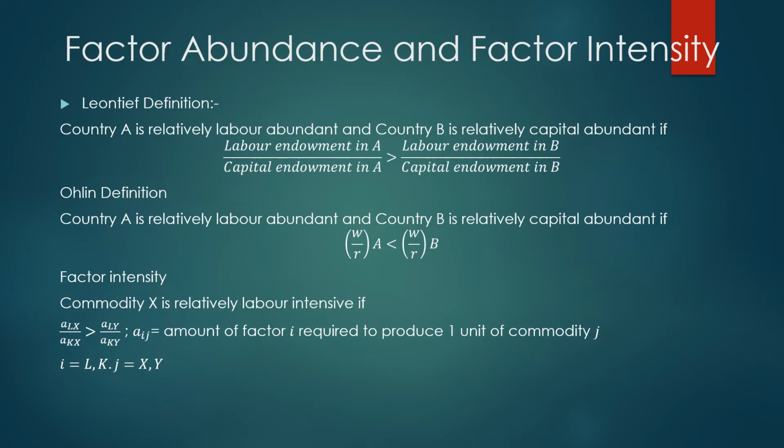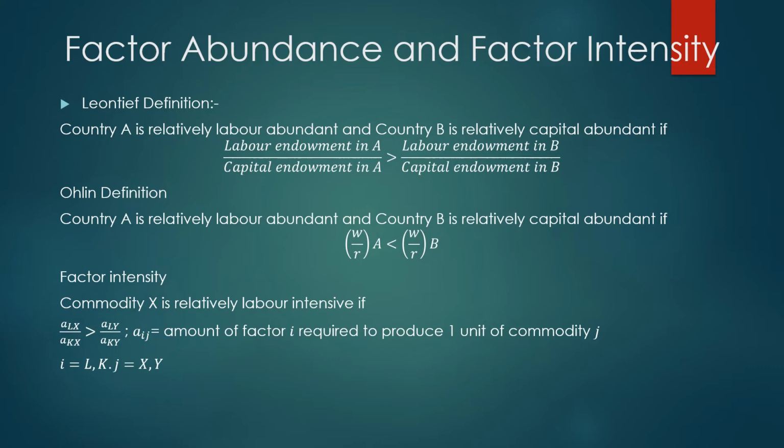The next definition is Ohlin's definition. Ohlin says country A will be relatively capital abundant if the wage-rental ratio in country A is less than the wage-rental ratio in country B. So this Ohlin definition is based on the factor price. This is called the price definition of factor abundance. And whenever we are considering price, it is the result of the interaction of demand and supply. So we can say Ohlin's definition, or the price definition of factor abundance, includes both the demand side factors and supply side factors.